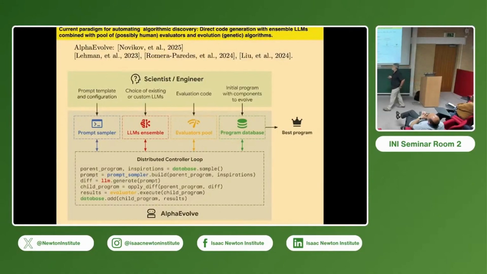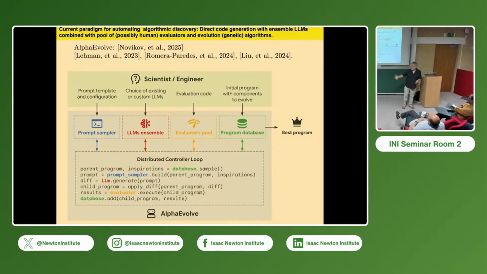So the current paradigm for automating algorithm discovery is direct code generation with an ensemble of large language models, combined with a pool of possibly human or non-human evaluators and evolution or genetic algorithms. Okay, what do I mean? If you are using ChatGPT, you know that this thing is really good at coding, right? You can ask it to code a solution of the Laplace PDE for you. It will just generate a code for you.